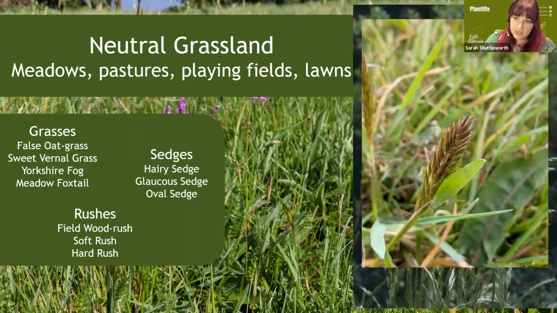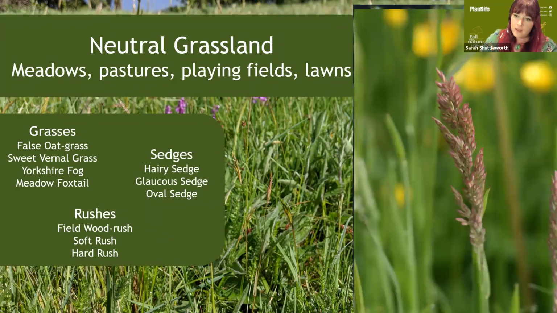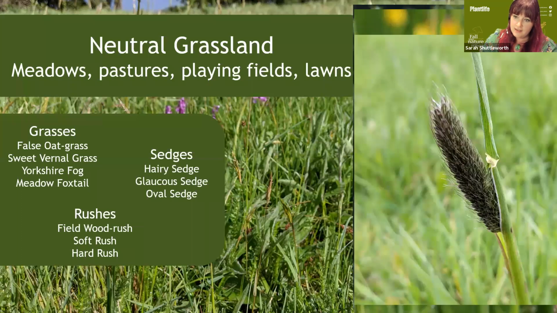Yorkshire fog, we're actually going to talk about next because that's going to be one of the ones that I discuss in a minute, which is there. And then meadow foxtail, which is this one, another really, really common one of any grassland type, really. So you might have that in your garden or in your field nearby. But these are all ones that you could expect to find in this kind of habitat.